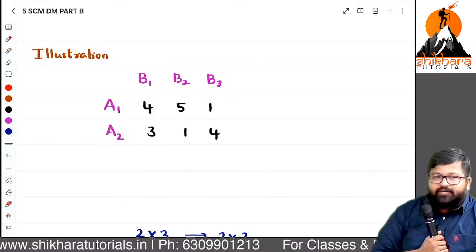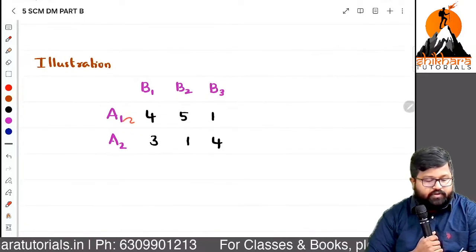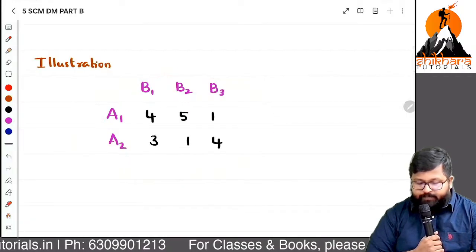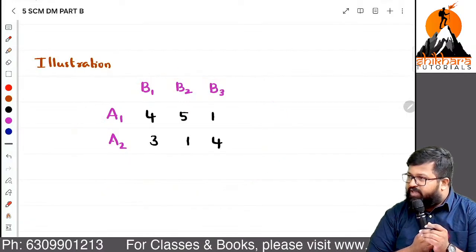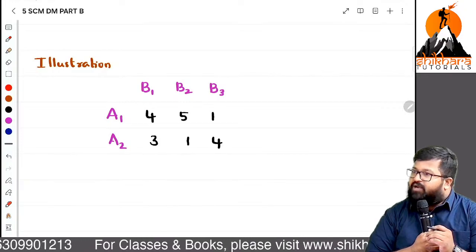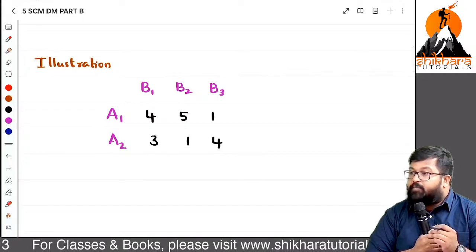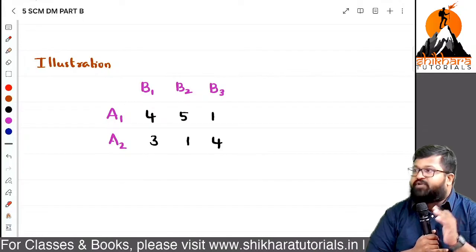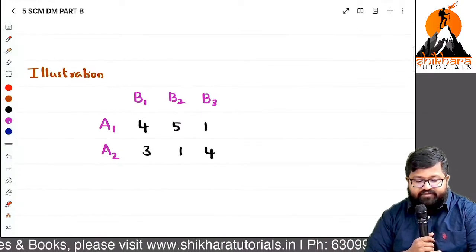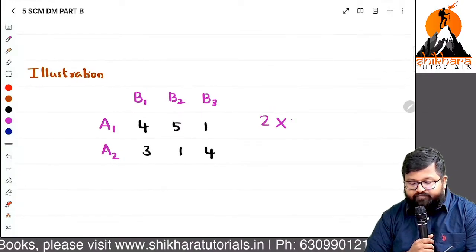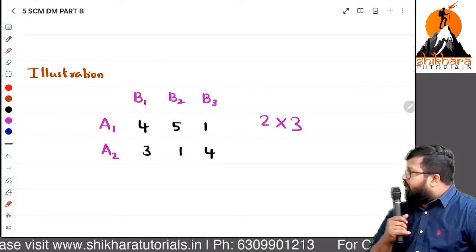Sir, can you tell the order of the matrix in this case? 2 by 3. We can straight away go with the saddle point, no issue at all. However, we are learning the dominance rule. If you are clear with the dominance rule, it will be easy for you. In this case, I am having some sort of comparison. First, it is a 2 by 3 matrix. Which part should be eliminated? Column part should be eliminated.